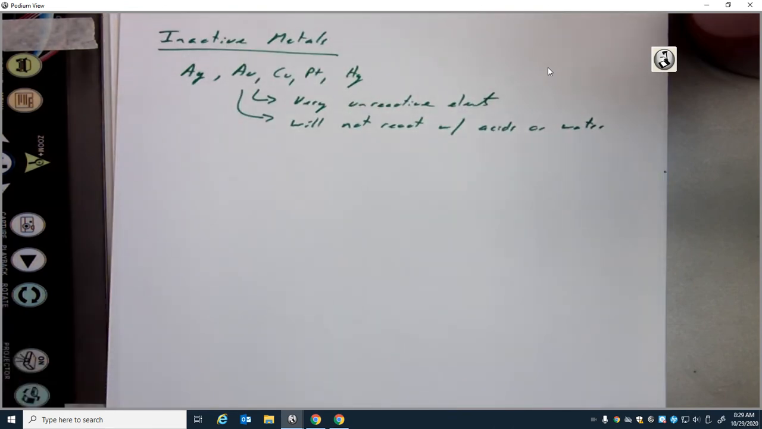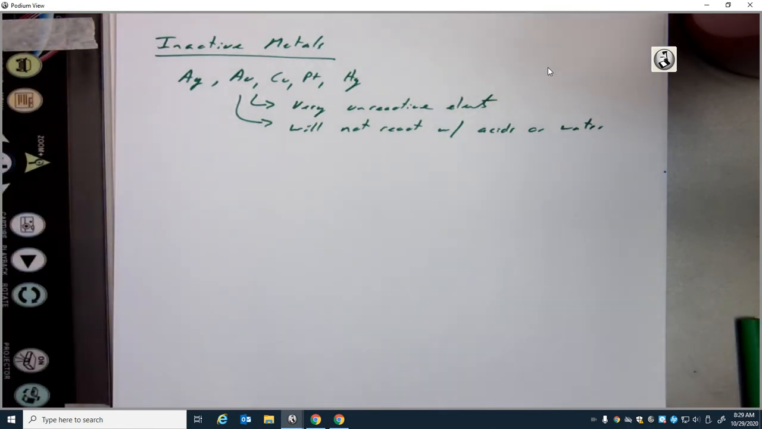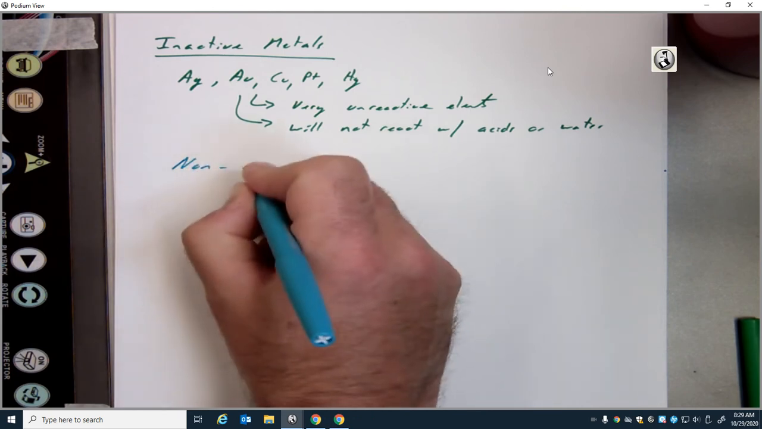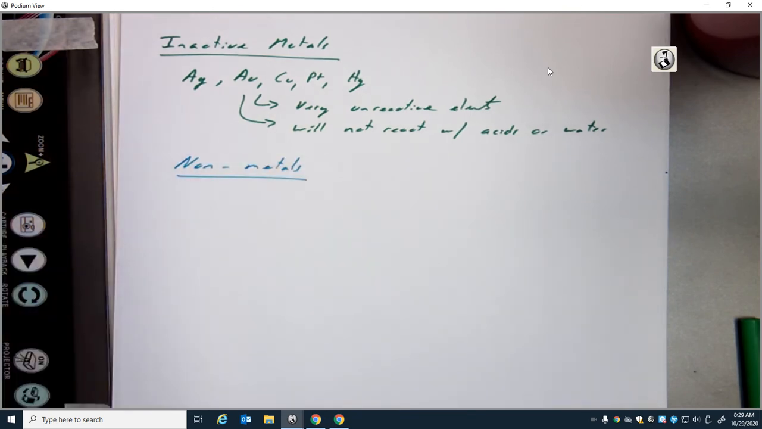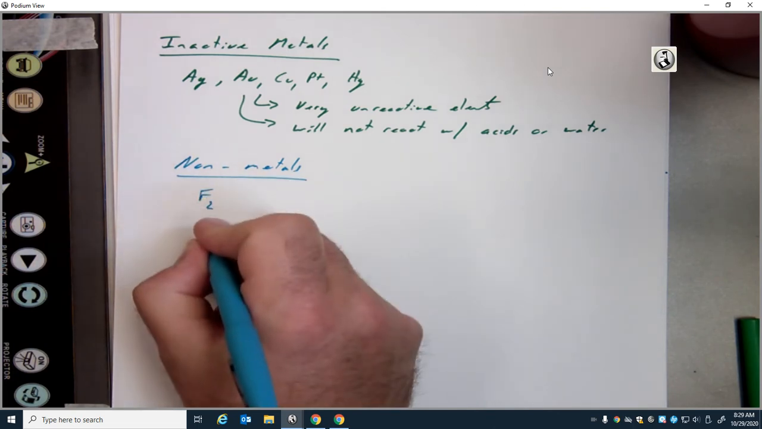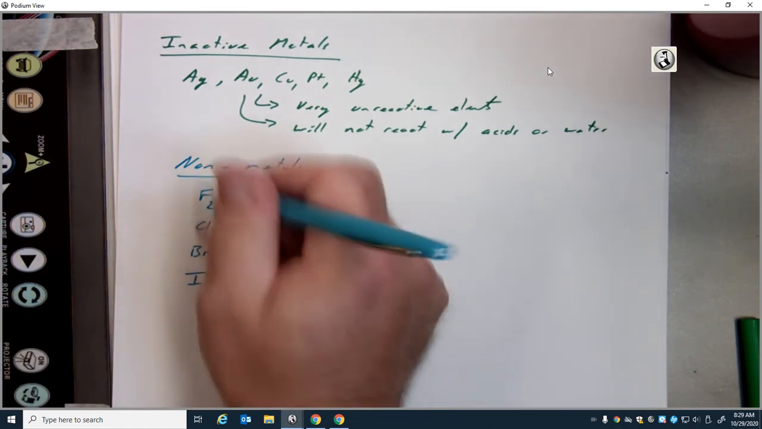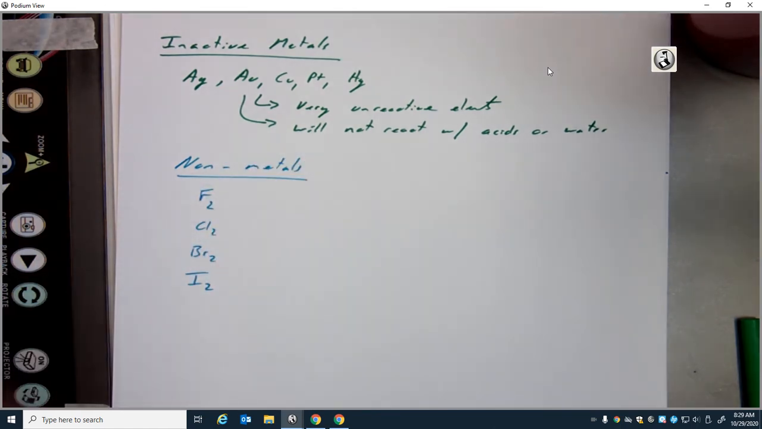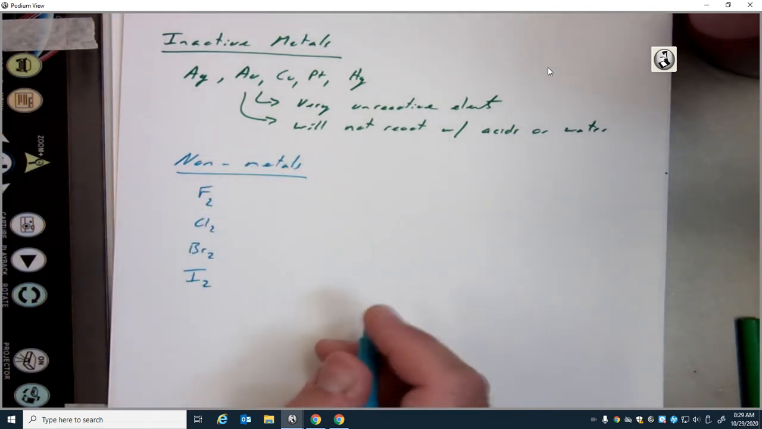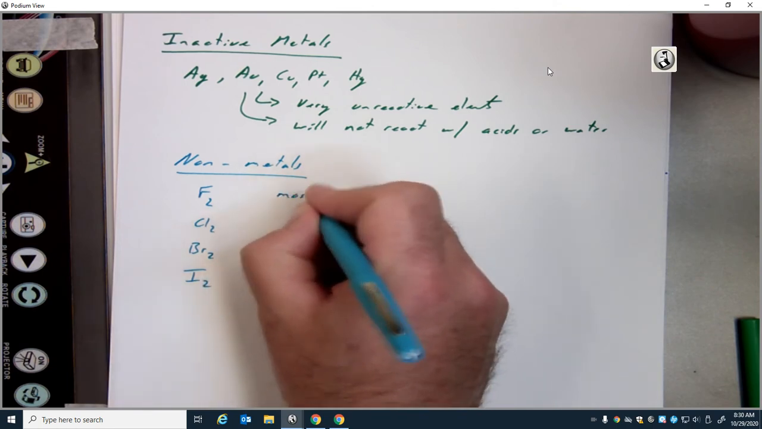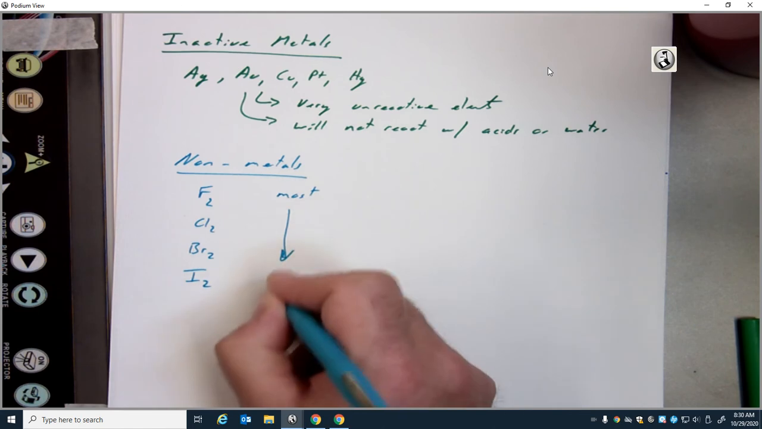Now, I do want to quickly talk about the nonmetals. Generally, we don't talk a lot about nonmetals in redox reactions, but they do play a role. So let's talk about their activity a little bit. And the only ones I want to talk about are F2, Cl2, Br2, and I2. Actually, all of these are the most active of the nonmetals. So these are the ones that you kind of have to deal with. All right, so these are in order. Okay, this is the most active. Fluorine is the most. Iodine is the least.